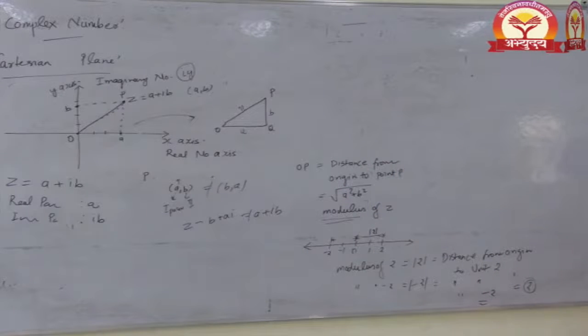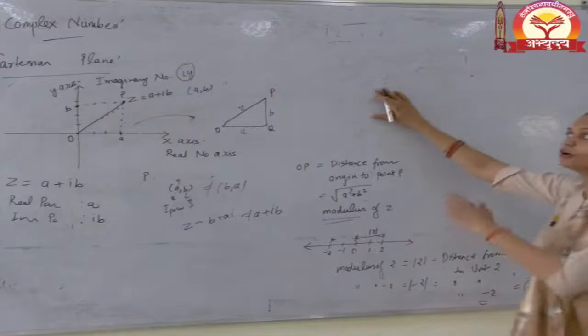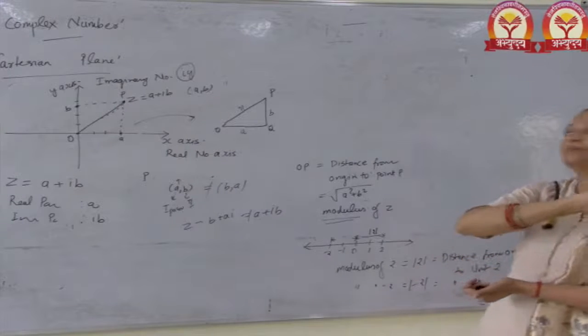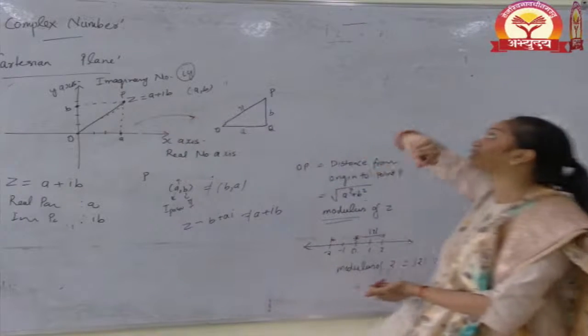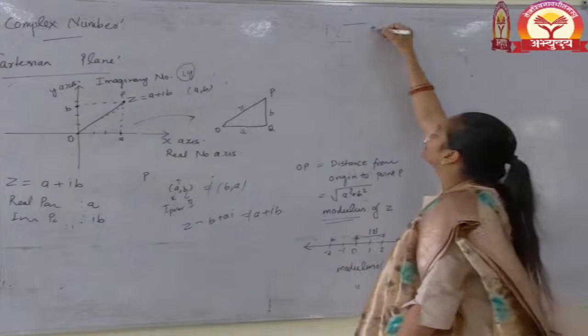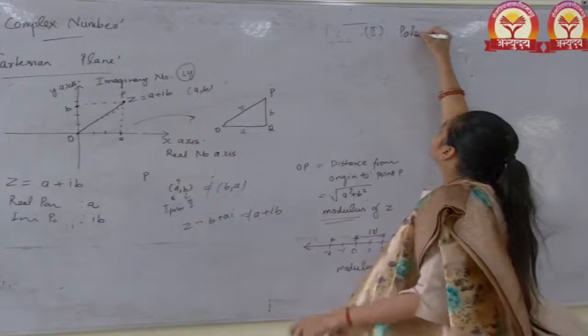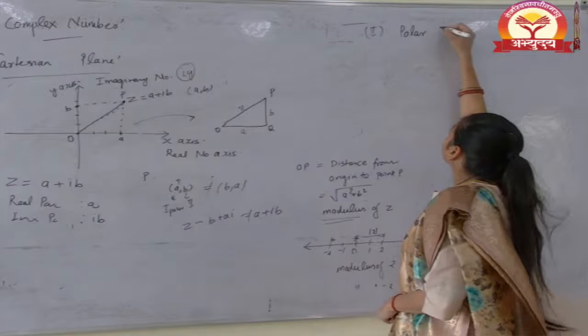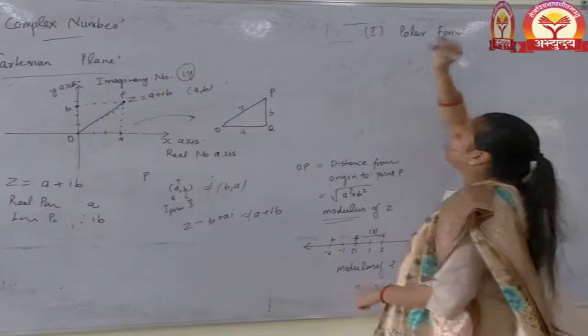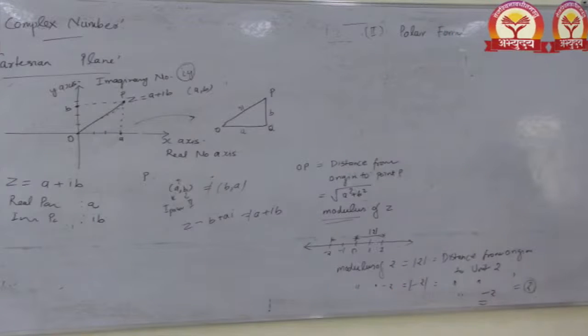So this one is a geometrical representation of a complex number with the help of the Cartesian plane. हमने इसका geometrical representation किया. Next one is the second form, polar form. Polar form representation of a complex number.